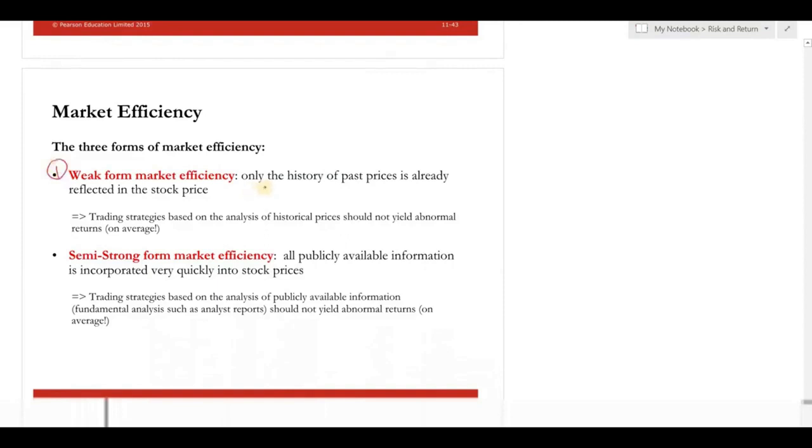Number one is weak form market efficiency. This is the form of market efficiency where the information, which is only historical past prices, is already reflected in the stock prices. So if people are making decisions based on historical stock prices and still cannot outperform the other people, it means this information is already available to other people also, so they cannot outperform.